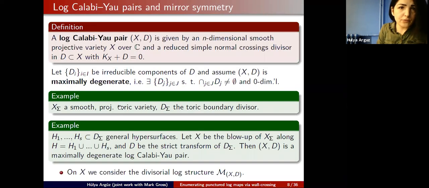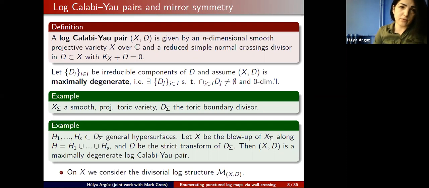Okay, so if you have a log Calabi-Yau pair, which I will define now, it admits a very natural log structure because you have a variety X and a divisor D, so there's this divisorial log structure we will consider. A log Calabi-Yau pair is given by a smooth projective variety over C and a reduced simple normal crossing divisor D in X, which is anti-canonical.